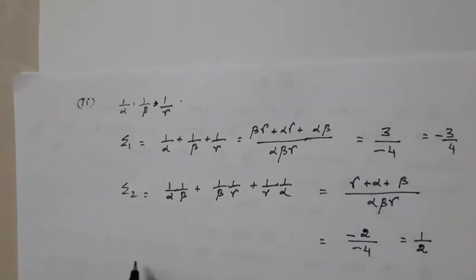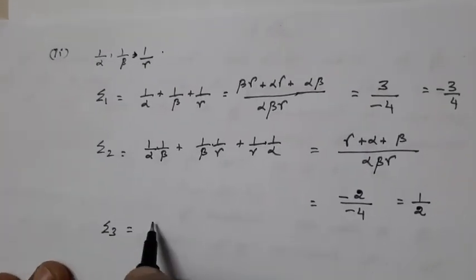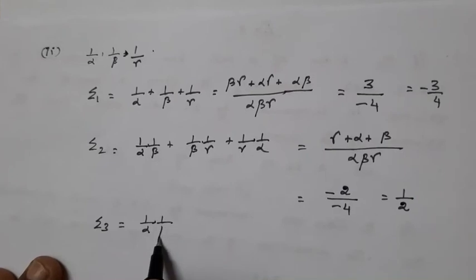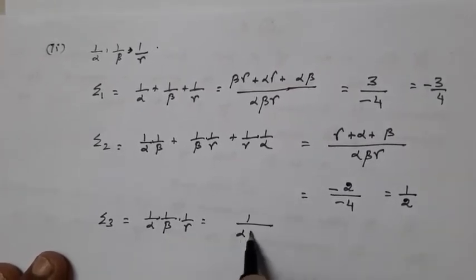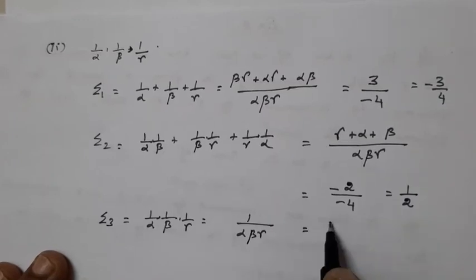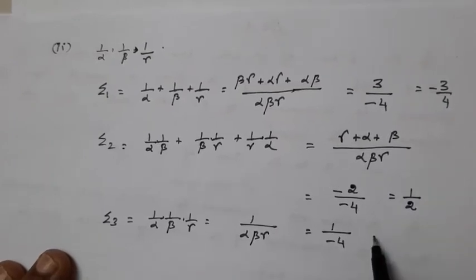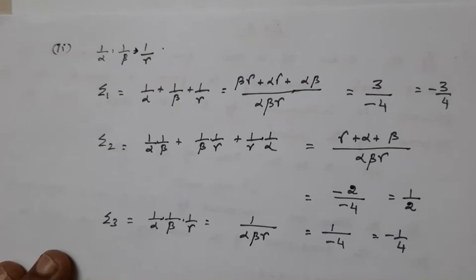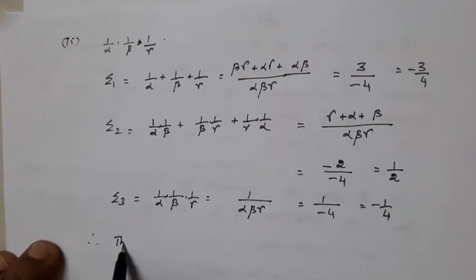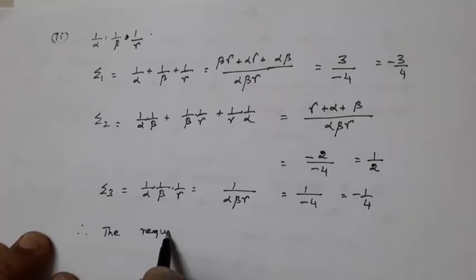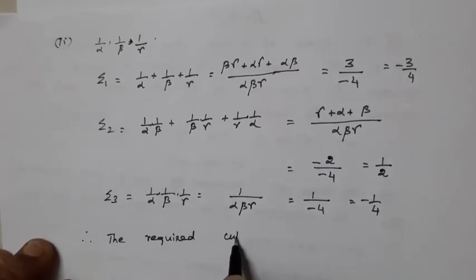Okay. Then sigma 3 is nothing but the product of all the three roots, that is 1 by alpha into 1 by beta into 1 by gamma. So this is nothing but 1 by alpha beta gamma. So 1 divided by minus 4, that is nothing but minus 1 by 4. So after getting the values of sigma 1, sigma 2 and sigma 3, we can write down the required equation. So what is the required cubic equation?